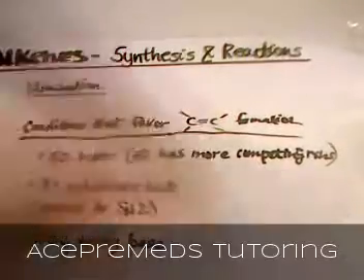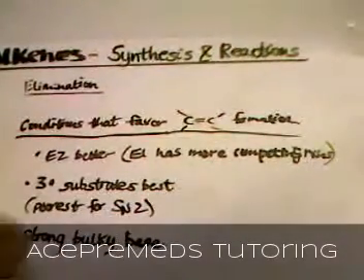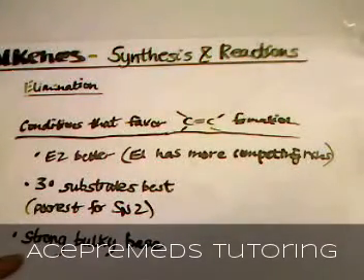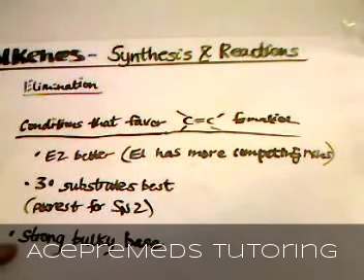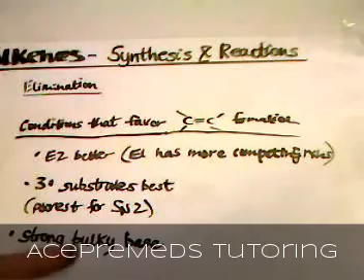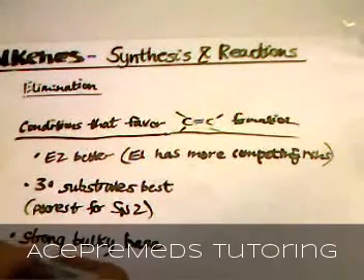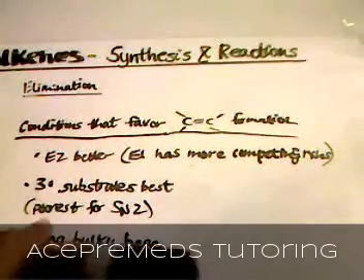We tend to try to choose a strong, bulky base. If the base is strong, it's going to force second order elimination, meaning it's all going to be concerted. It's going to prevent E1. It's going to force E2. So strong favors E2.